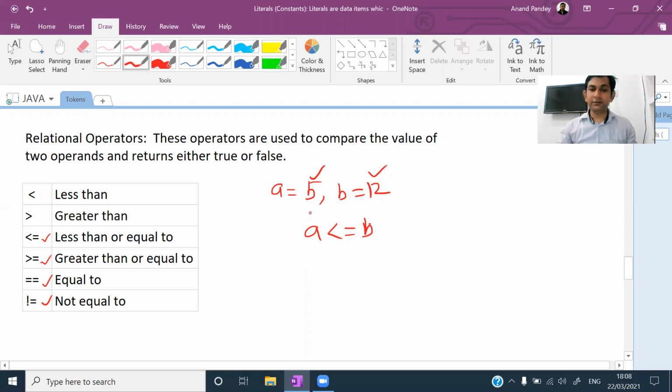So here the value of a is 5 and b is 12. So the result of this expression will be what? True.